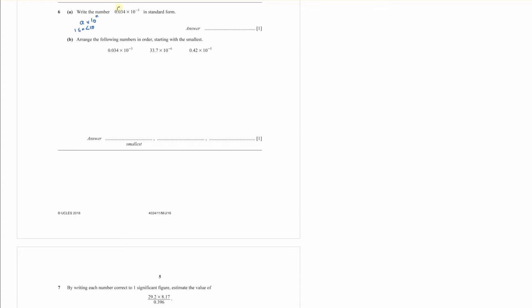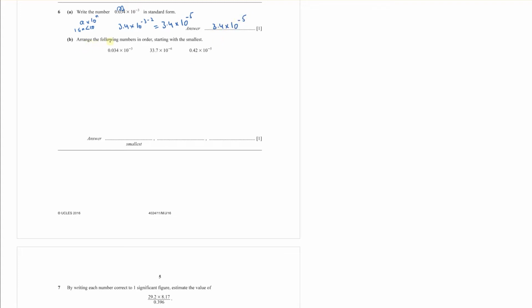So if I move this one place to the right here, I get 0.34, which is still less than 1. So I move another point to the right, so I get 3.4, which is correct. And then I have moved 2 decimal places to the right, 1 and 2. So that means I have to decrease this power of 10 by 2. So minus 3 minus 2. So this becomes equal to 3.4 into 10 to the power minus 5. So this will be your answer here.